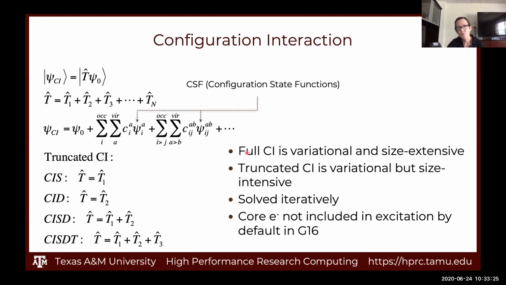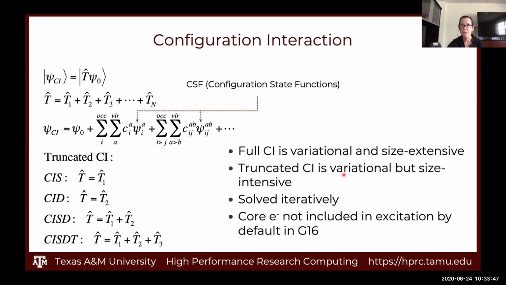If you do full CI, it's both variational and size extensive. But like I said, normally it's computationally out of reach. Okay, it would never finish. You don't have enough resources on the computer. So normally you're doing truncated CI. The problem with truncated CI is that it's not size extensive, but it is variational.